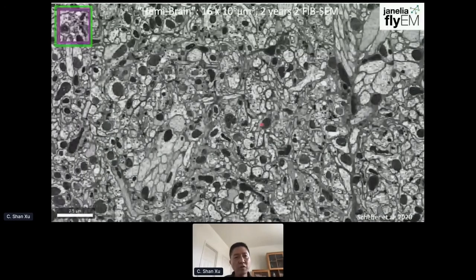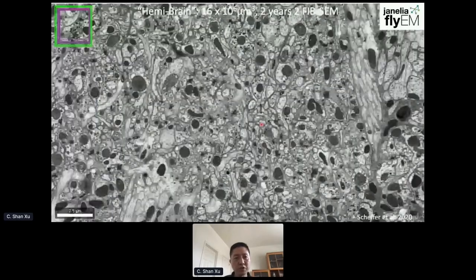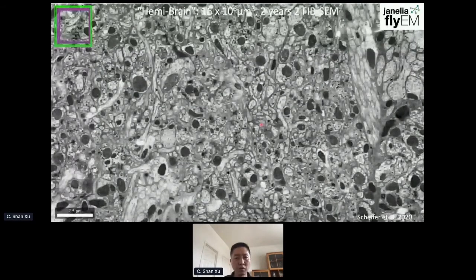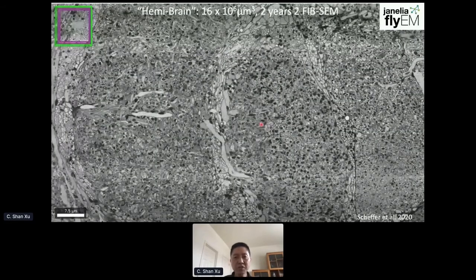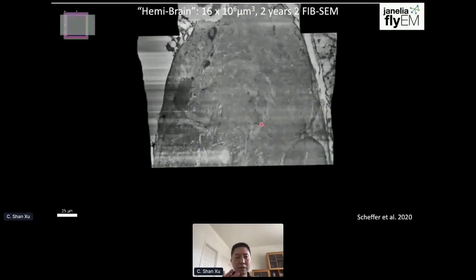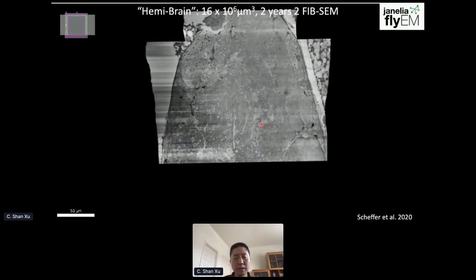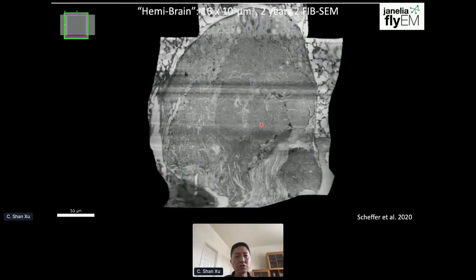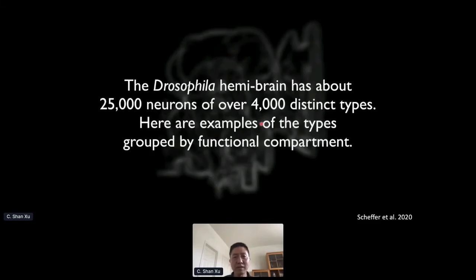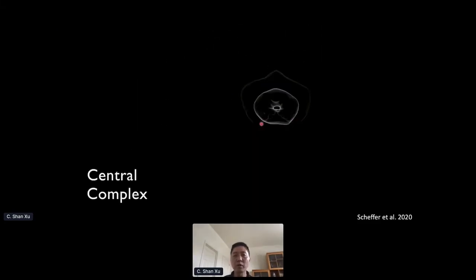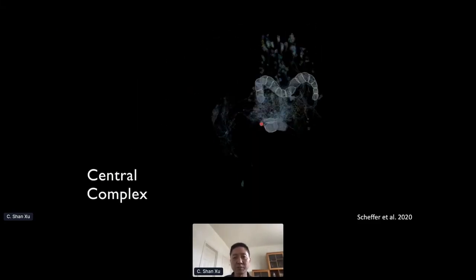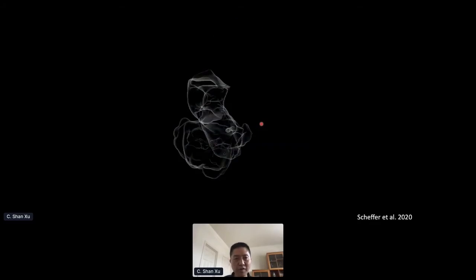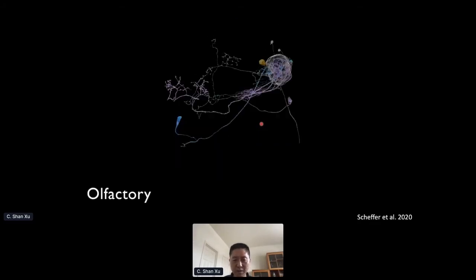Over those 2 years of operation on these 2 machines, we had literally more than 100 interrupts, but you don't see a gap in the final volume. And that's what I meant by 100% effective reliability. This is really crucial for the dense reconstruction of the fly brain. With the help of Google and 50 proofreaders at Janelia, we have now obtained the largest connectome to date, with more than 25,000 neurons and 4,000 cell types.